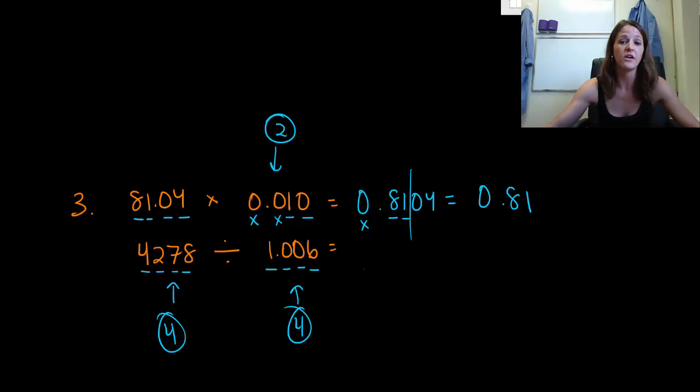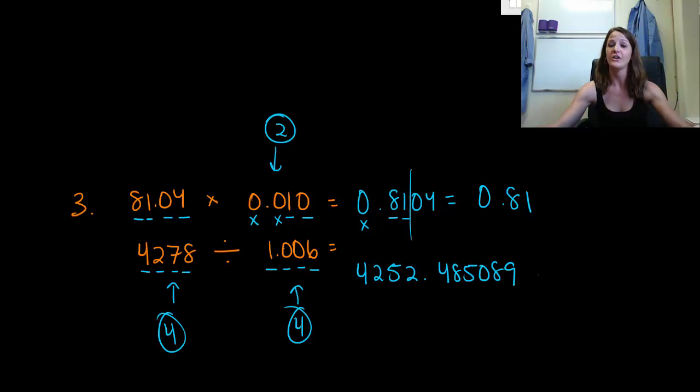So now let's put these together. We would have a correct number of 4252.485089. That's what our calculator tells us. We have all this garbage. Obviously, that's too many digits. We need to figure out a proper number.